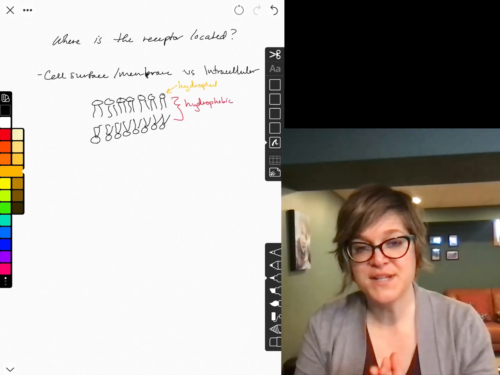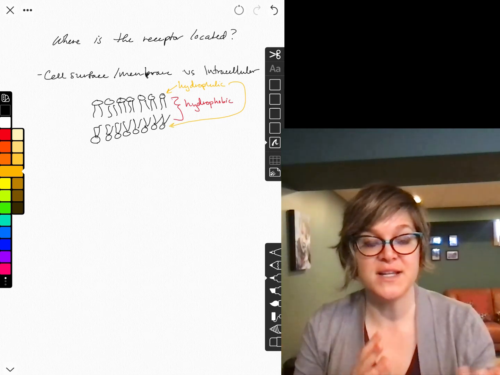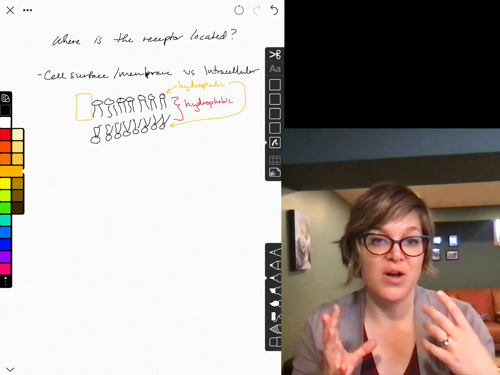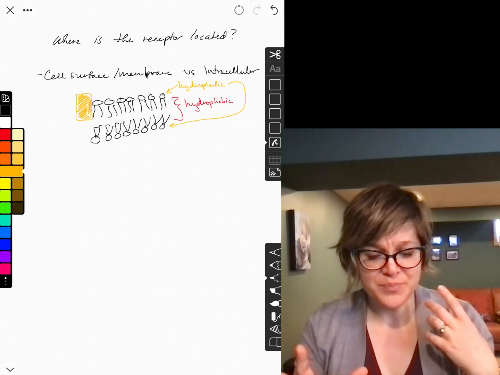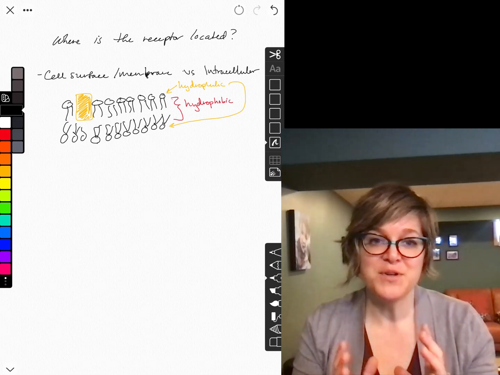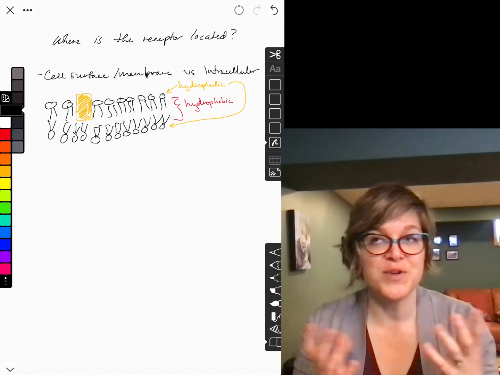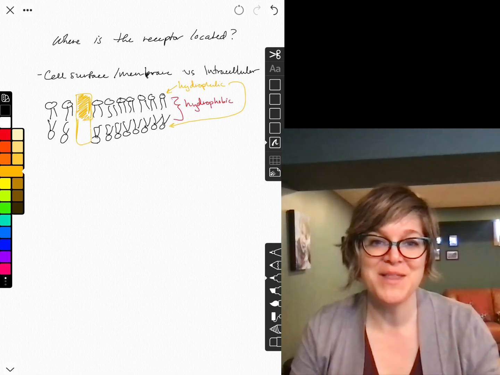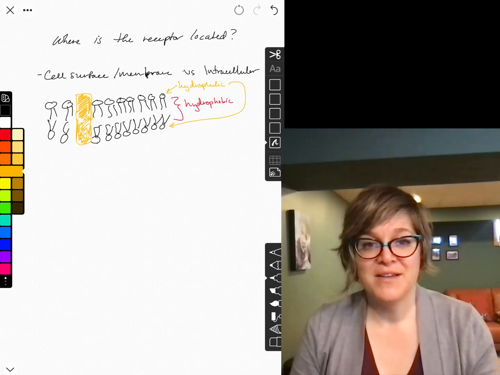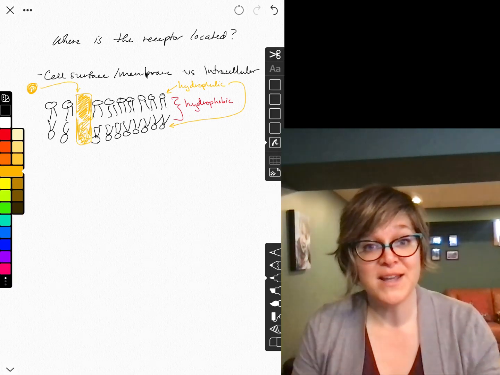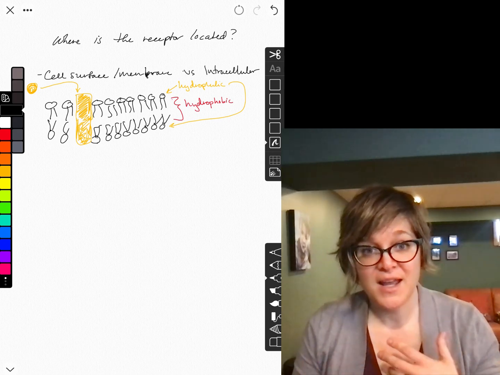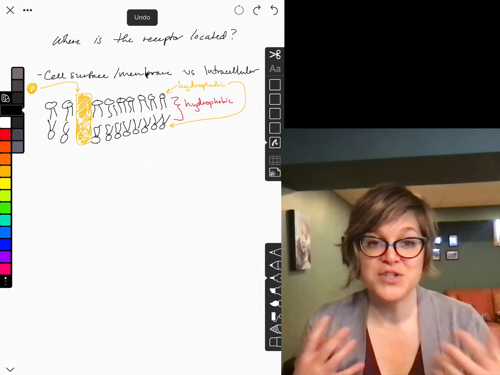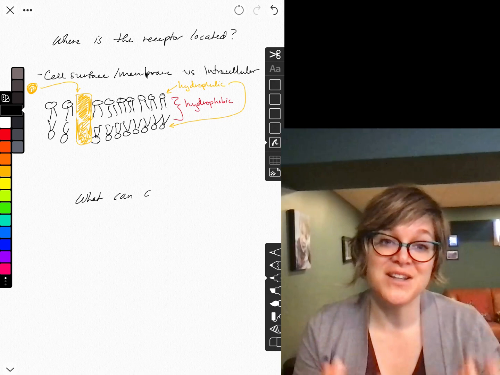So when we have receptors, they can come in two different varieties. They can be what we call transmembrane receptors, where they're located within the membrane, or they can be all the way inside of the cell. And the type of signal that these two will receive is a little bit different.